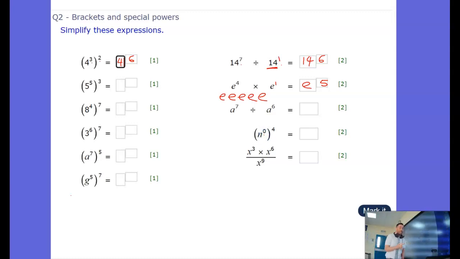Anything to the power of 0 is 1. So 0 times 4 is 0. N to the power of 0 is 1.